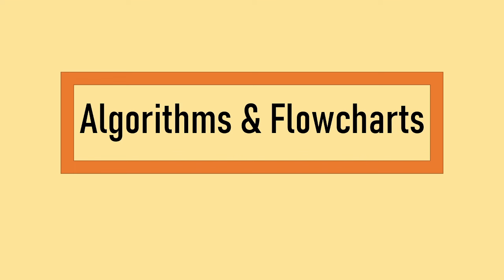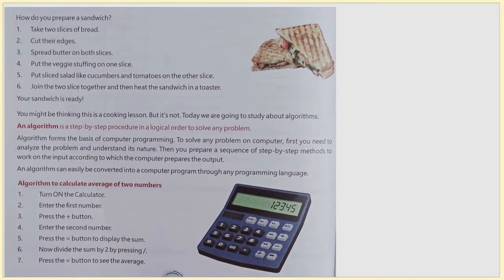So an algorithm is a step by step procedure to do any kind of task. And a flowchart is just a graphical representation of algorithms. Okay, so now let's take an example. How do you prepare a sandwich? There are so many steps.